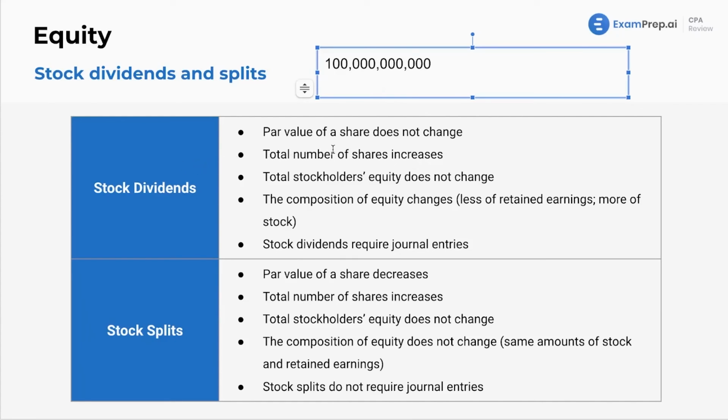Stock dividends, the par value of a share does not change. Total number of shares increases, right? Because you're issuing more shares now for those stock dividends and increasing the amount outstanding, so diluting. Total stockholders' equity does not change. The composition of equity changes, so less retained earnings and more of stock. And stock dividends require journal entries, which we just saw.